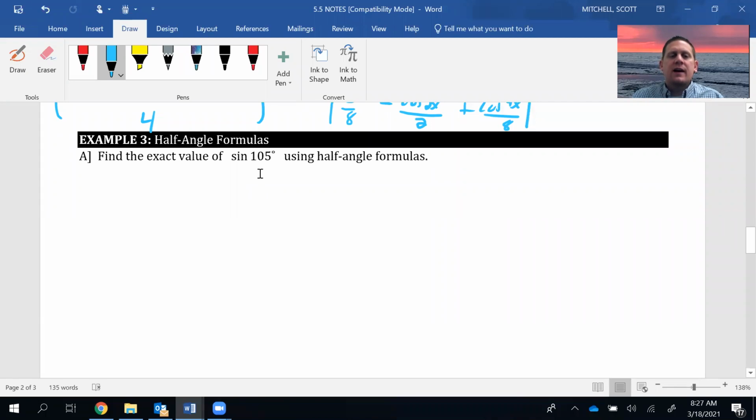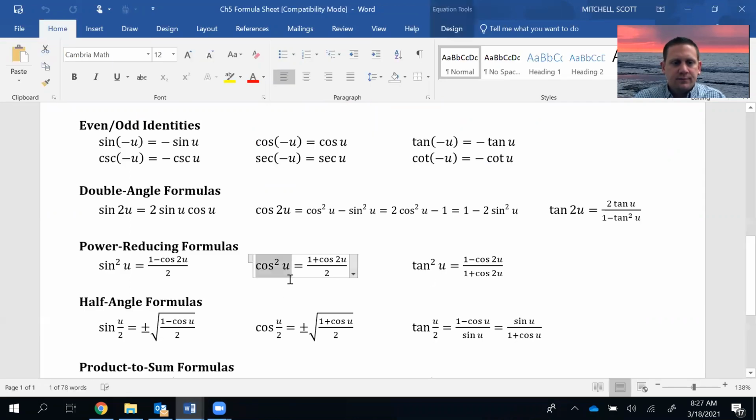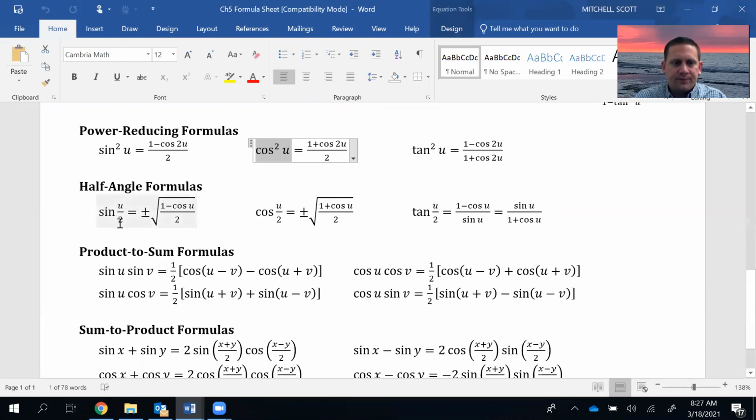So now we need to find an exact value of the sine of 105. We don't know what that is exactly. I can type it in my calculator, but it's not on the unit circle. So we're going to use a half angle formula. So let's go check those out. So here are my half angle formulas. Yes, sine and cosine have square roots in them. So what we're trying to find here is u over 2.